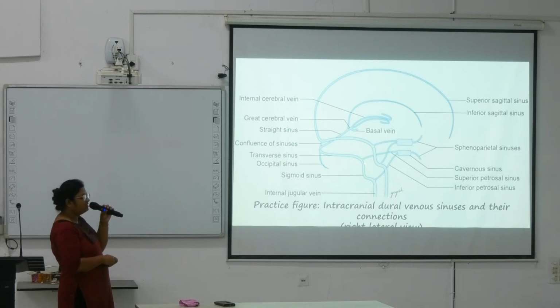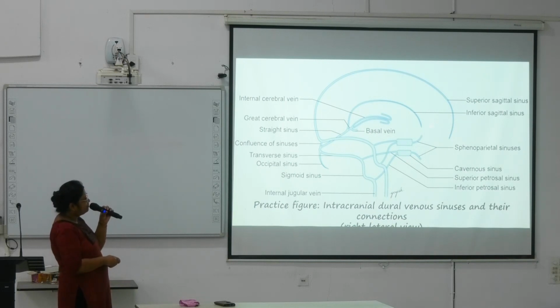They are joining this transverse sinus. Okay? And the transverse sinus continues downward as the sigmoid sinus. The sigmoid sinus comes out through the jugular foramen as the internal jugular vein. Okay? And this cavernous sinus is connected to the internal jugular vein by this inferior petrosal sinus.